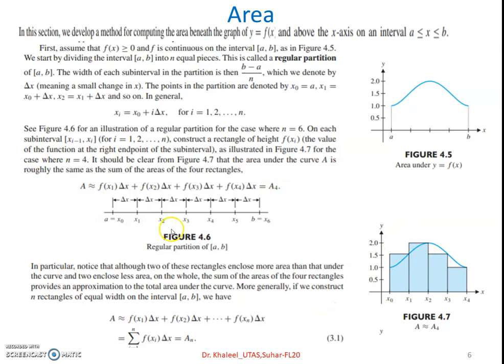In general, if we divide the whole interval a to b into n intervals, then the area is given by this, approximately, not exactly. We write this in summation format: the sum over i from 1 to n of f(xi) delta x. So finding this summation is nothing but finding the area of n rectangles.